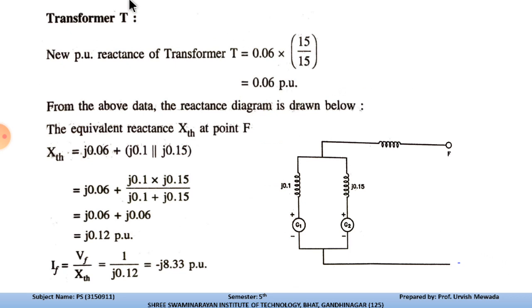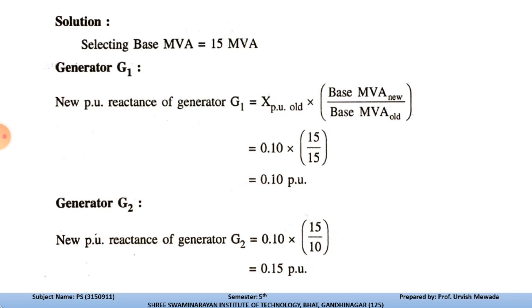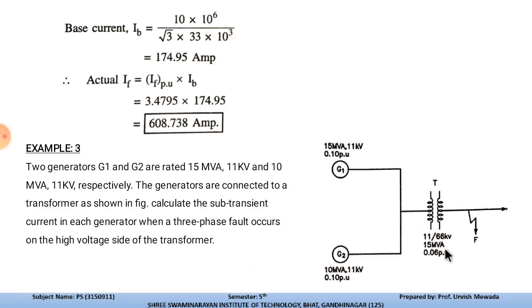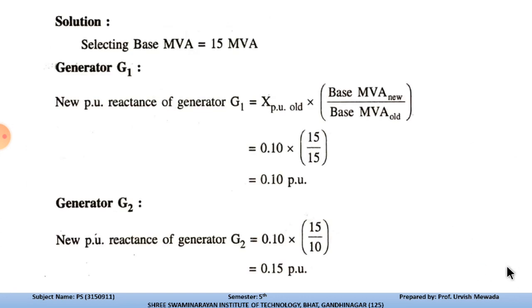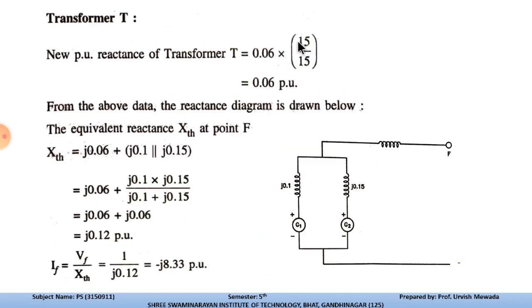Now let us solve the per unit reactance for the transformer T. The new pu reactance of the transformer T is equal to the XPU old, that is given over here, 0.06, and the new MVA to the old, 15 by 15. So T is equal to 0.06 pu.